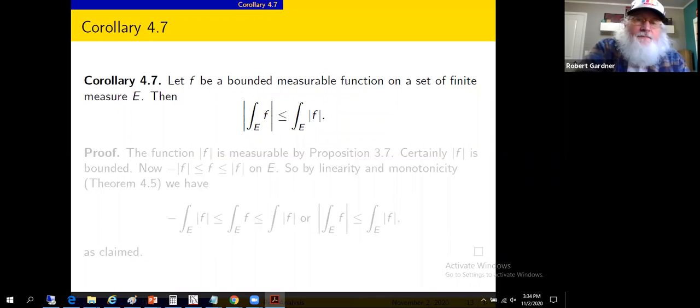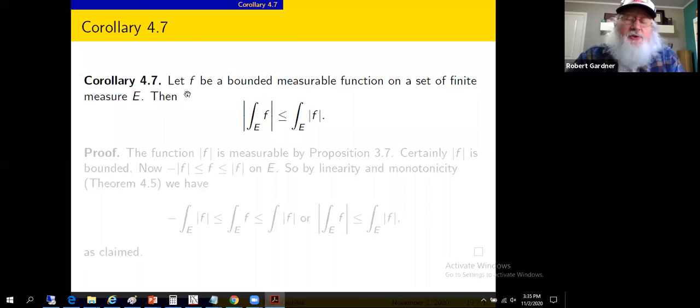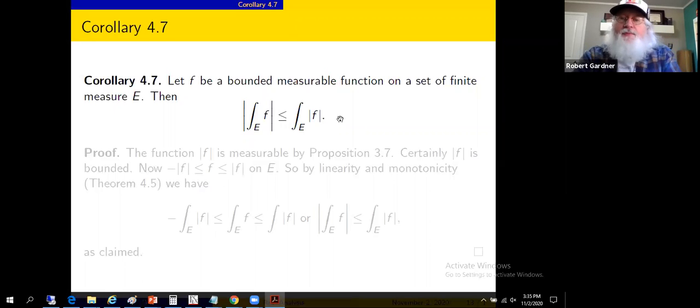Another corollary says that if f is a bounded measurable function on a set of finite measure, the absolute value of the integral is less than or equal to the integral of the absolute value. Something you see in Calculus 1. Given my area, it's something I more often deal with in complex analysis.